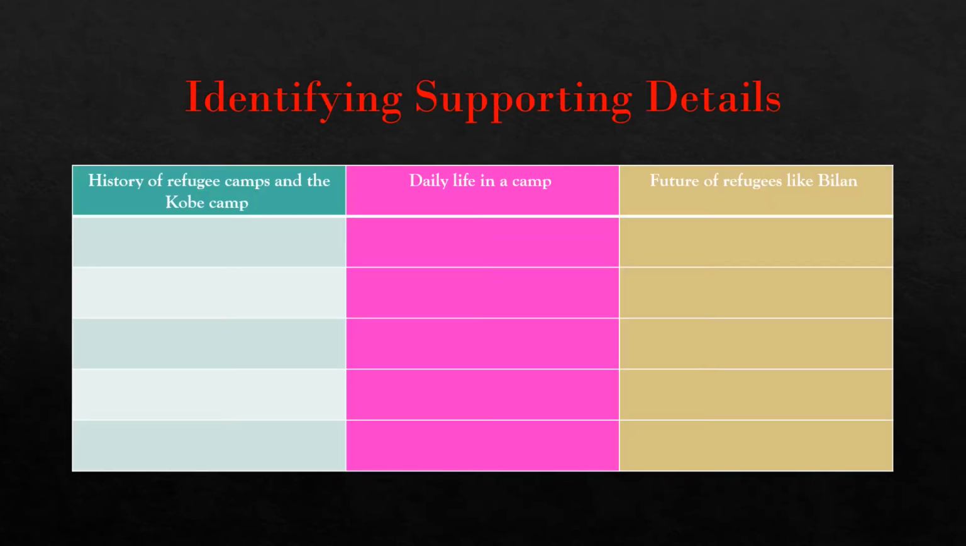All right, so we're going to use this chart to help us to identify supporting details within the text. We're going to highlight history of refugee camps in green. We're going to highlight our daily life in a refugee camp in pink. And then we're going to use our yellow highlighter to highlight anything that talks about the future of refugees, like Bilan, our main character in the text. So all we're doing is just separating supporting details based on the topic, okay?